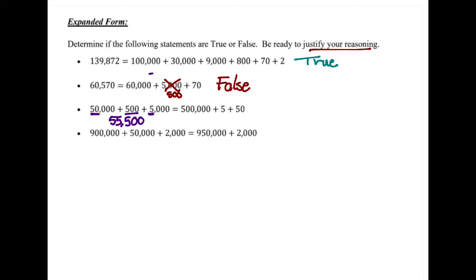Okay, on the other side we have 500,000, a 5, and a 50. So 500,000. Now the 5 goes in the ones place, and this 5 is in the tens place. So are those two the same? Absolutely not, are they? So this is false.